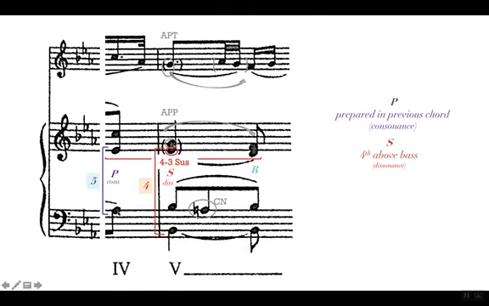I'm always measuring it against the bass. So A flat against E flat is a 5th. B flat against E flat, that same E flat, is now a 4th, which is a dissonance, and it has to resolve down to a 3rd. B flat against D is a 3rd. It's a consonance.